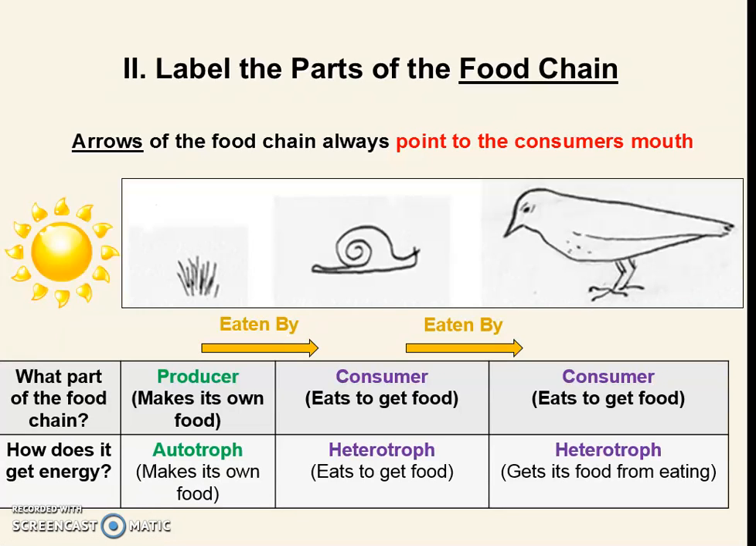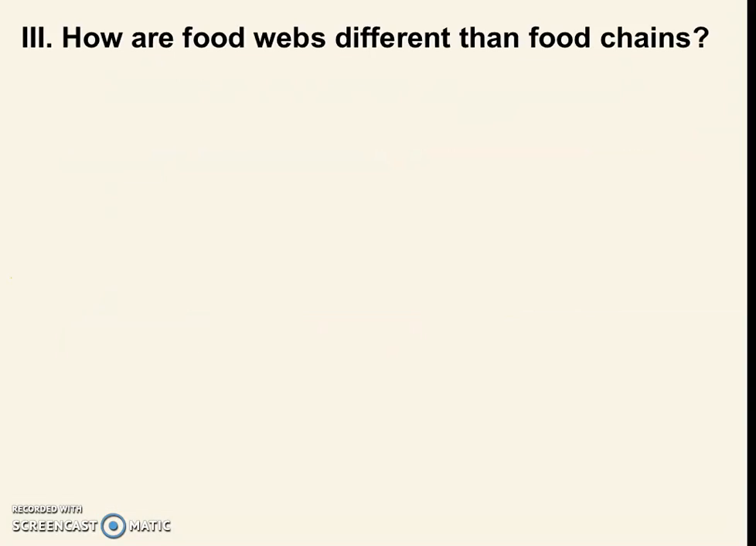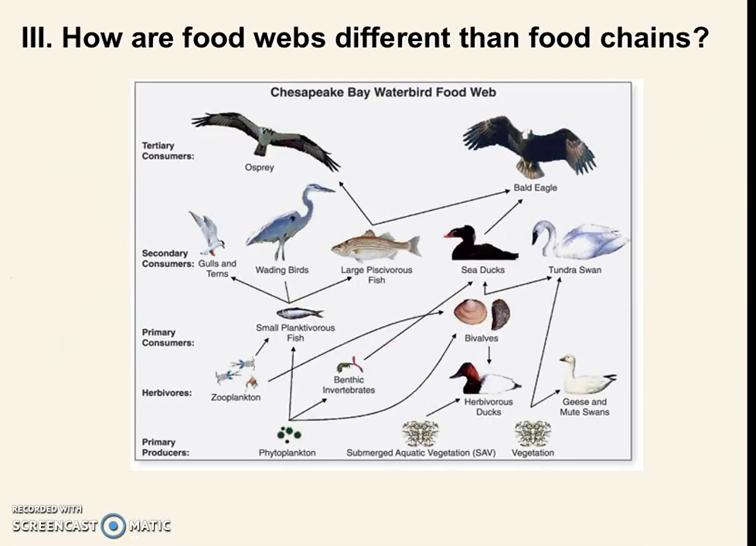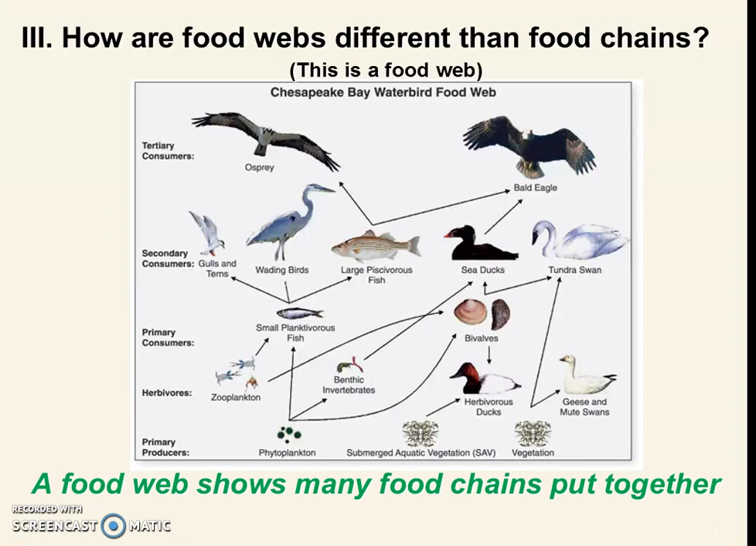Last but not least, this was a food chain. So what's a food web? A food web is way more complicated. This is a food web, and it's going to show many chains put together. All right, we'll practice that in class as well.